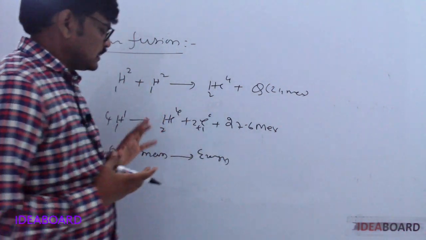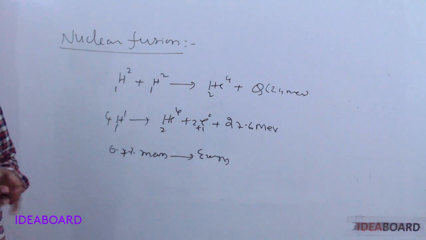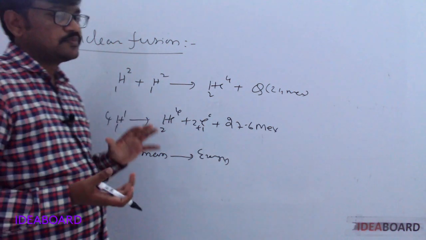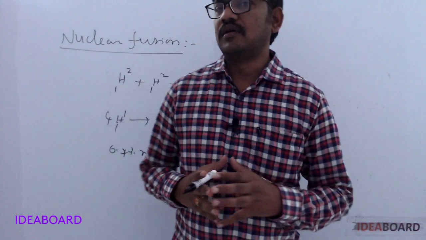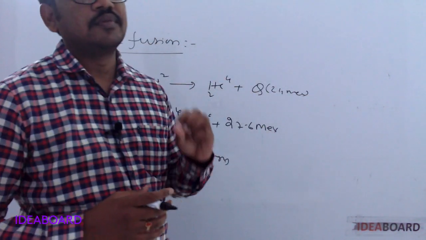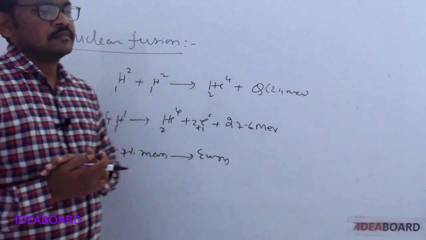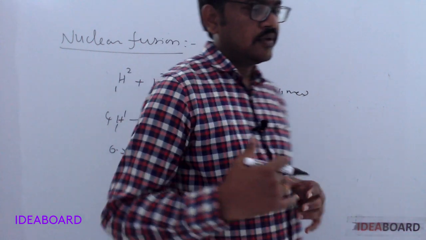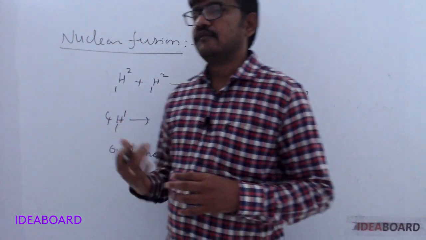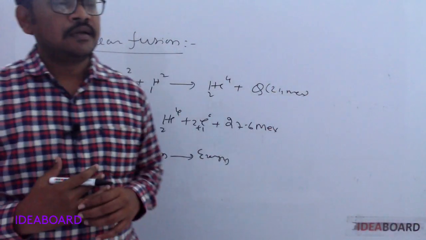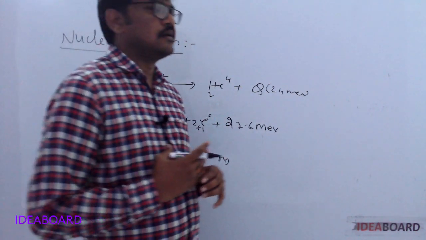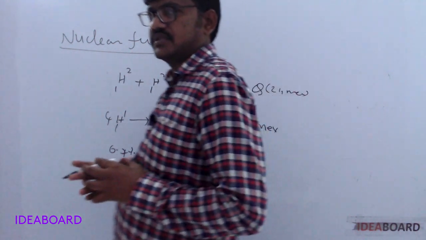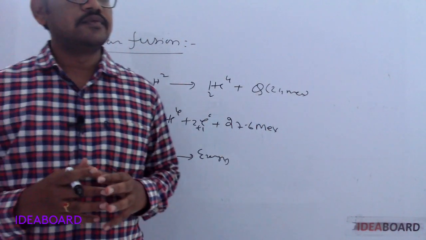So it is a thermonuclear reaction because it takes place at a high temperature, and it is the principle of the hydrogen bomb. The principle of the atom bomb is nuclear fission, and the principle of the hydrogen bomb is nuclear fusion. And the sun and stars emit energy by the process of nuclear fusion.